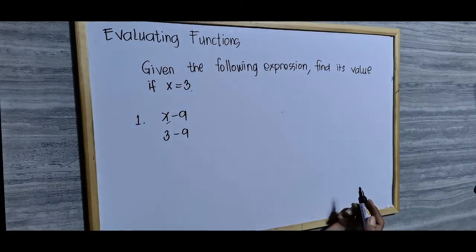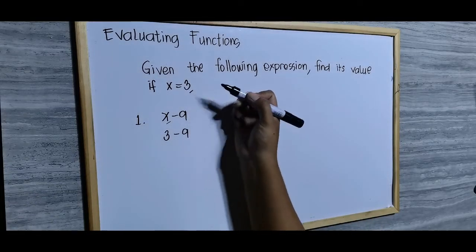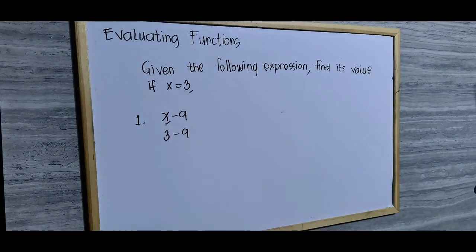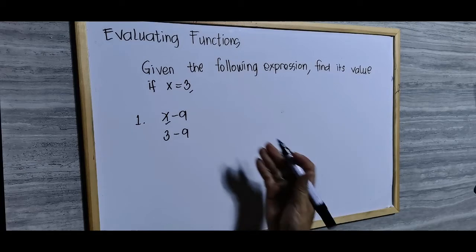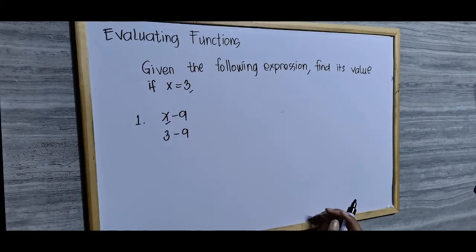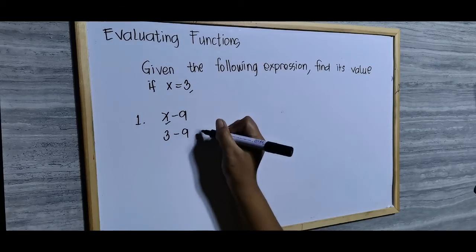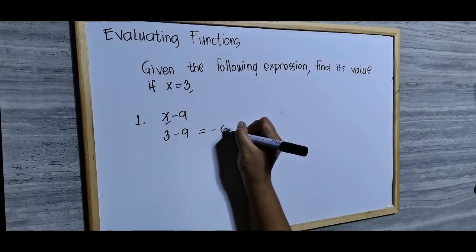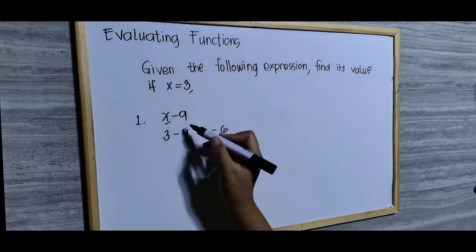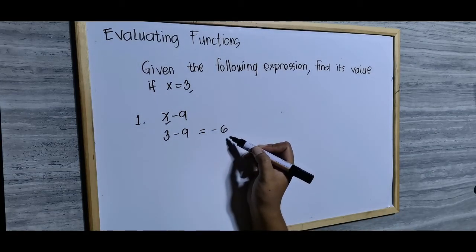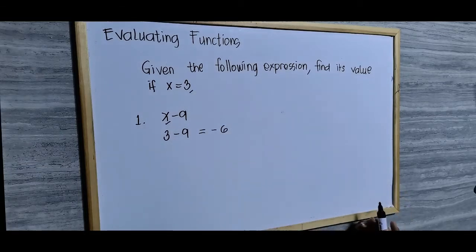So ano ang nangyari mga anak? We substitute positive 3 for the value of x in the given expression. Then the next step is to perform the operation in the given expression using the correct order of operation. Since the operation is subtraction, we have to subtract 3 minus 9. 3 minus 9 is equal to negative 6. So x minus 9 is equal to negative 6 if the value of x is positive 3.